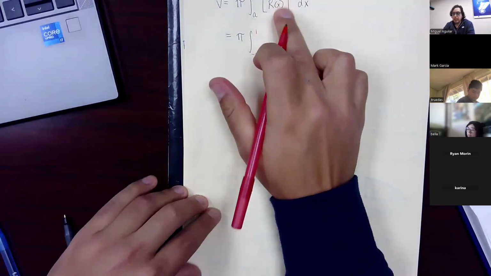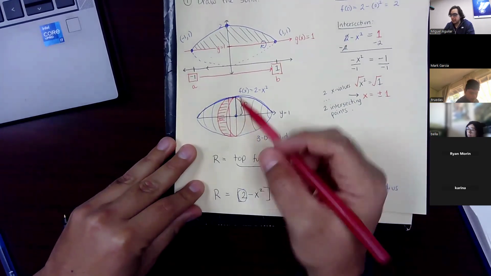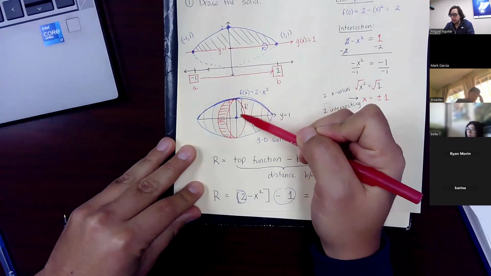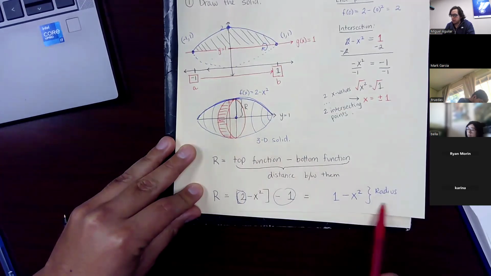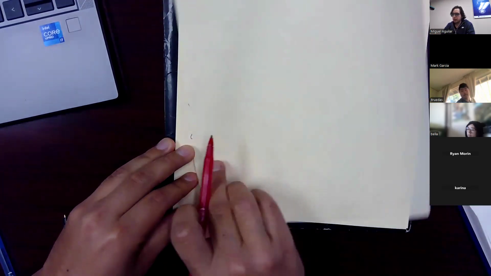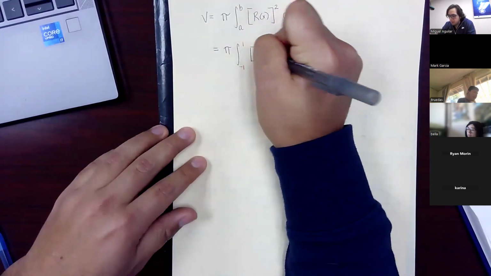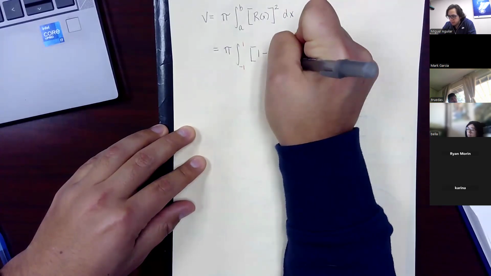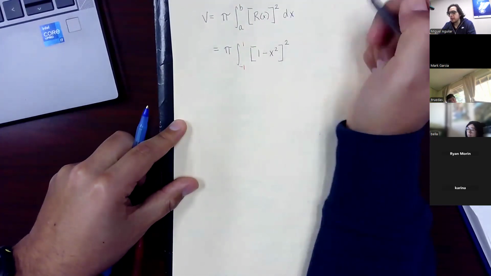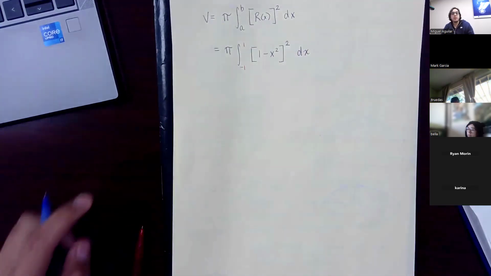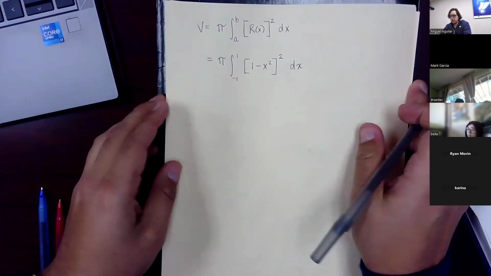We also found this radius function, which was the modification we made by taking the distance between the top and the bottom function, taking the top function and subtracting the bottom function. So I'm going to put this 1 minus x squared into the brackets here. 1 minus x squared. And then don't forget that this is radius squared, so this function is going to be squared before we take that integral. Okay.